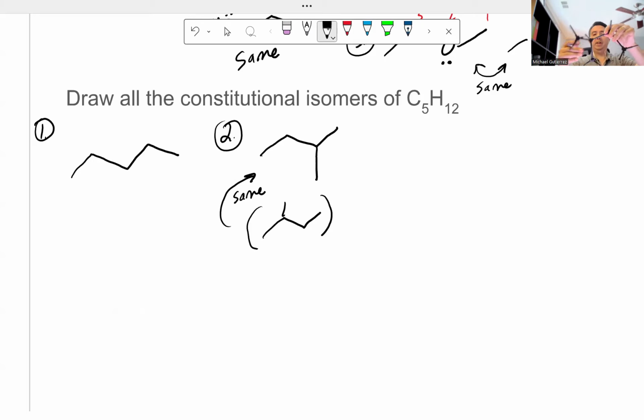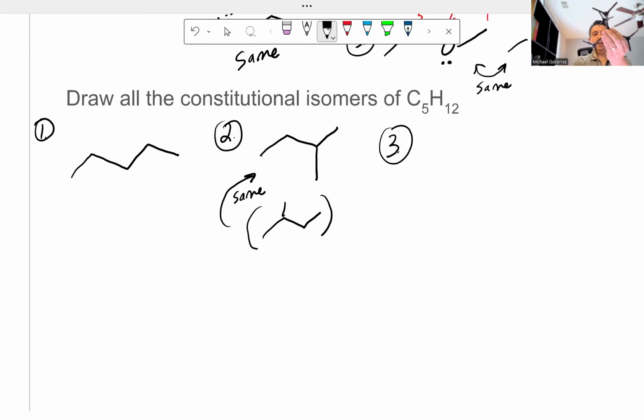So I'm kind of done with 4 carbons in a row. So is there another possibility? Well, what if instead of having 4 carbons in a row, I'm going to take 2 off and I'm going to start here with 3 carbons in a row. And I'm going to take those other 2 and I'm going to put them right here in the middle, attached to the same carbon in the middle.